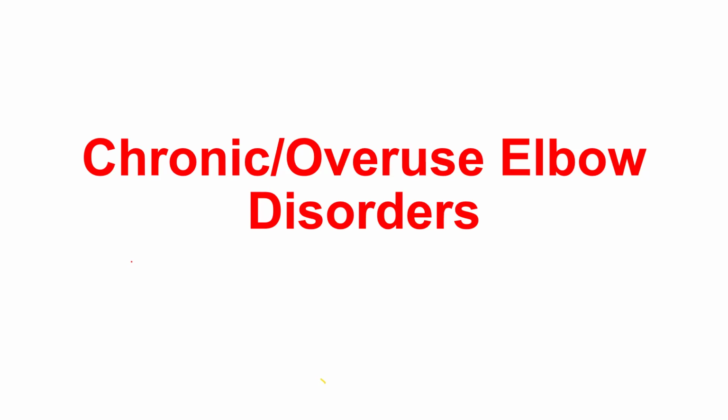By the way, this lecture is divided into 3 sections. One is the distal wrist and its signs and symptoms of pain on the radial and ulnar aspect of the wrist. Second is chronic overuse elbow disorders. And the third is on nerves of the upper extremity and signs and symptoms of compression at various sites of these nerves.